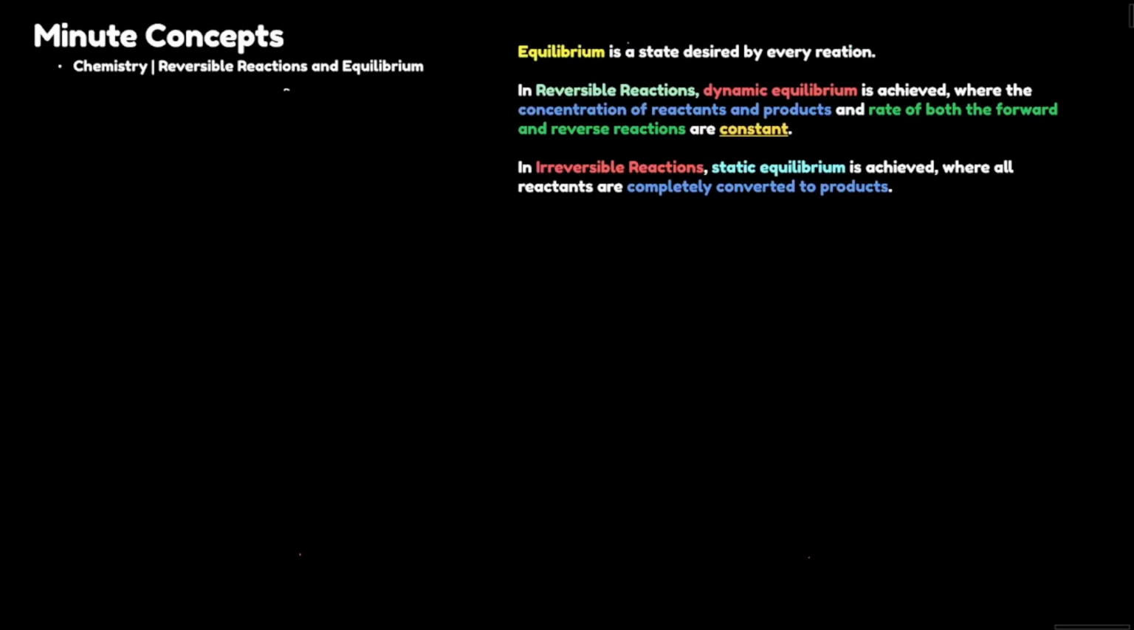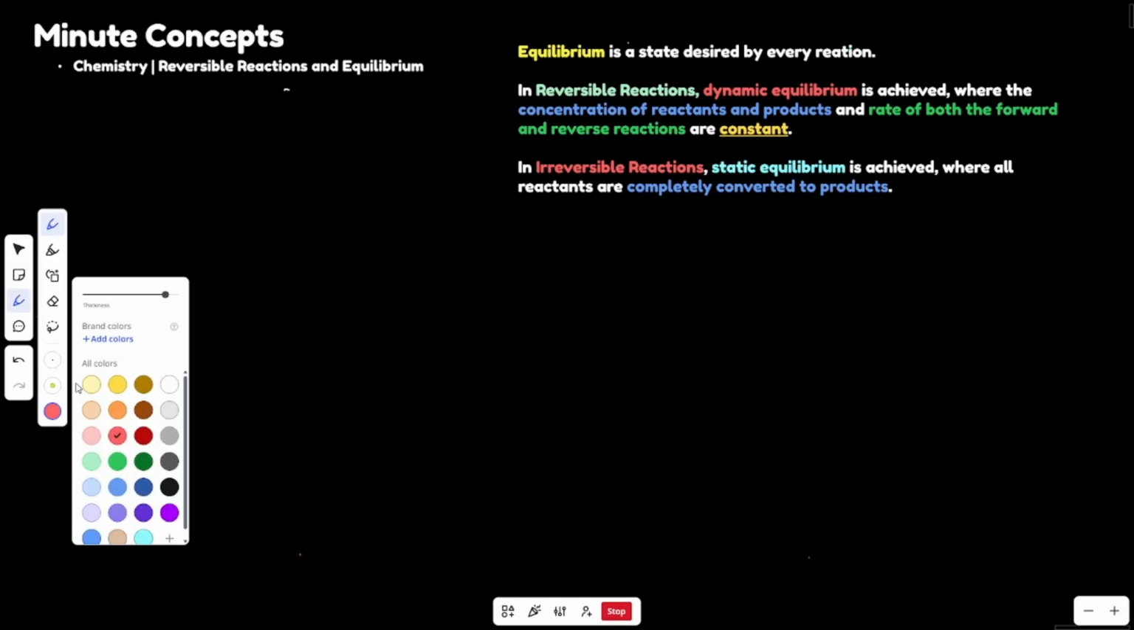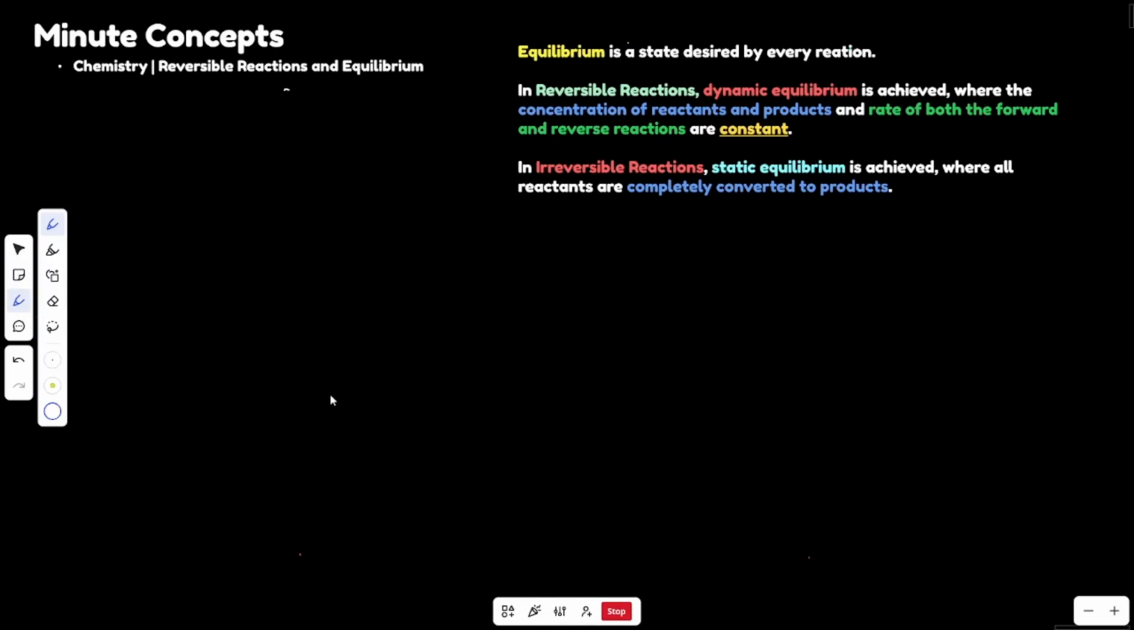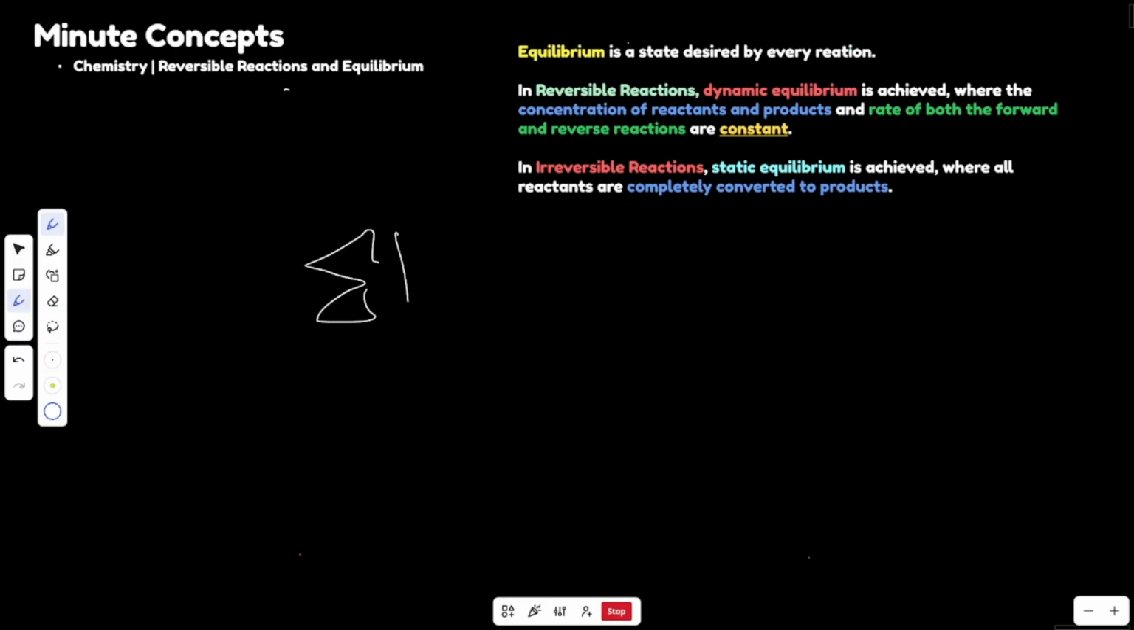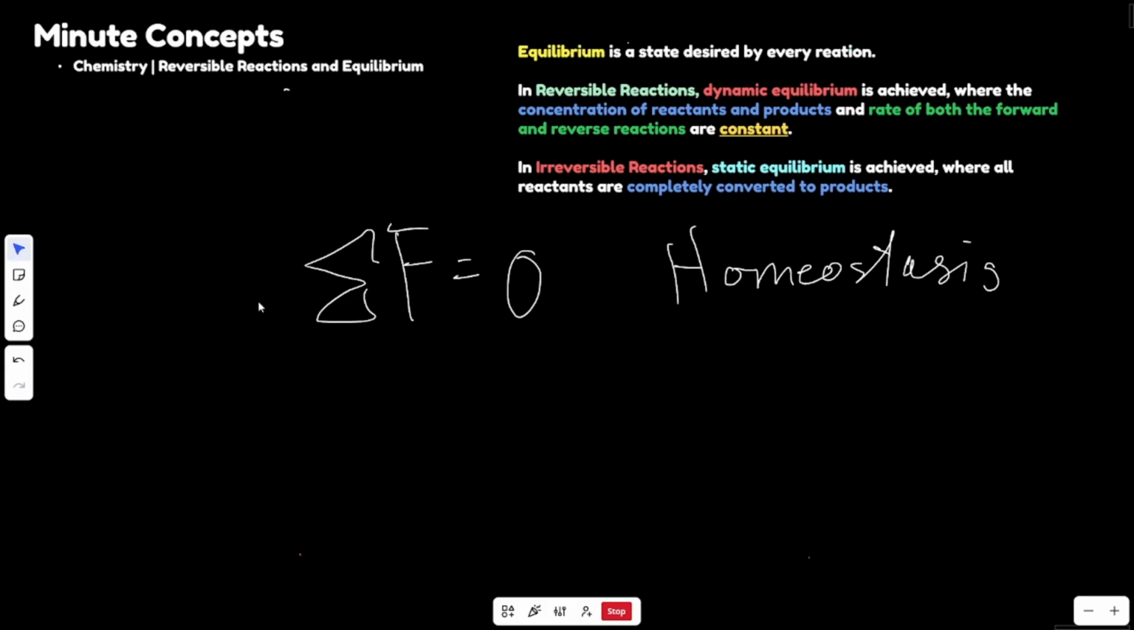Hello everyone, welcome back to another mini concept, this time about reversible reactions and equilibrium. So a bit of an intro to equilibrium. As we all know, it's a fundamental state of nature to want equilibrium. In physics, we want to achieve a net force of 0. In biology, we want to achieve homeostasis, the state where our bodies are able to regulate themselves naturally.